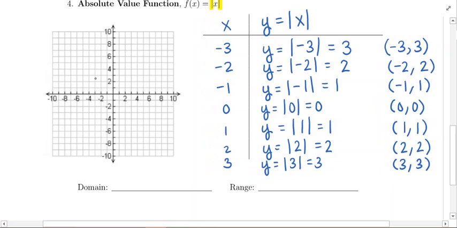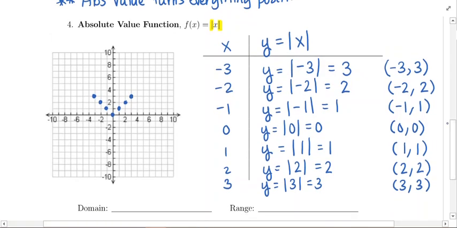So I'm just going to start plotting points. We've got -3, 3, -2, 2, -1, 1, the origin, 1, 1, 2, 2, 3, 3, and so on. What this graph actually looks like is a V shape. So I am going to draw a line here. If I look to the left of the origin, the graph's going to come down as a line through these points to the left of the origin.